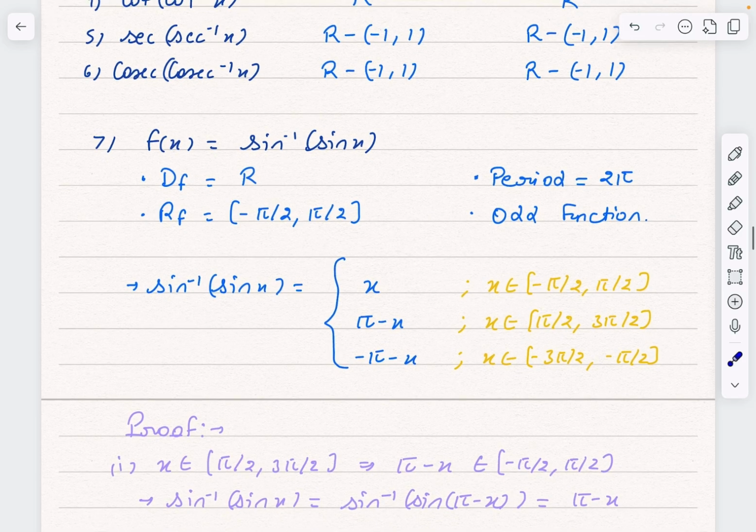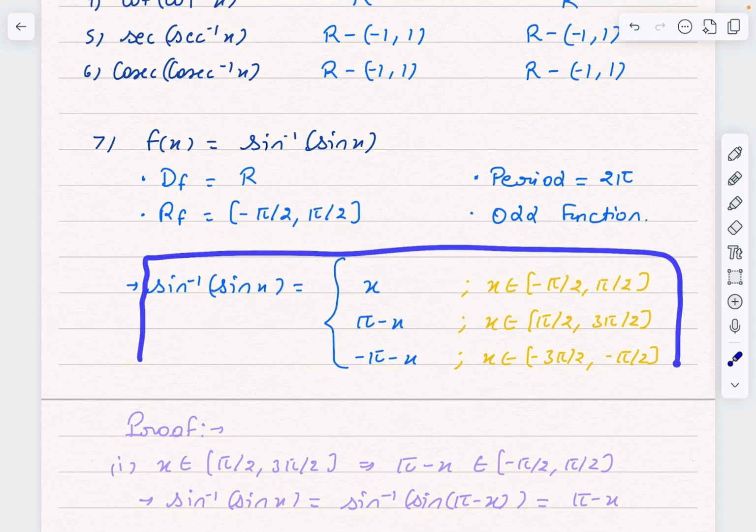Now, you have to remember these three always. Sine inverse sine x will be x when x belongs to minus pi by 2 to pi by 2, both closed. It will be pi minus x when x belongs to pi by 2 to 3 pi by 2. You see, I have closed pi by 2 here also; it won't make any difference because both times you get the value pi by 2 only. And minus pi minus x when x belongs to minus 3 pi by 2 to minus pi by 2. We'll prove this here, but at the end of the day, you have to remember these. They are very, very important.